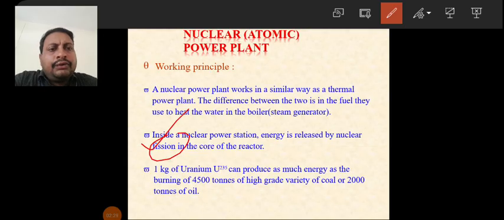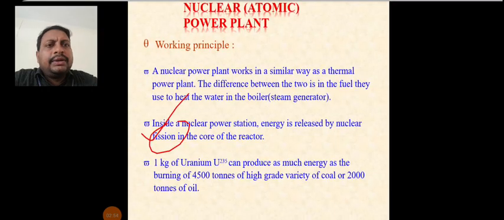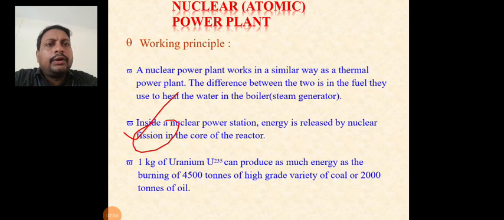Here 1 kg of uranium U-235 can produce as much energy as the burning of 4,500 tons of high grade coal, or 2,000 tons of oil. So see the difference. 1 kg of uranium produces as much energy as the burning of 4,000 tons of that high grade coal. So that is the difference between a thermal power plant and a nuclear power plant.